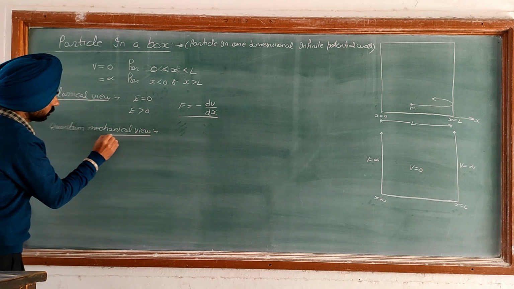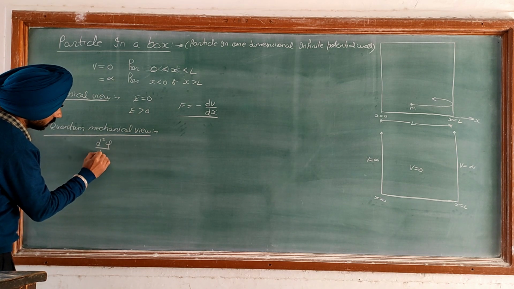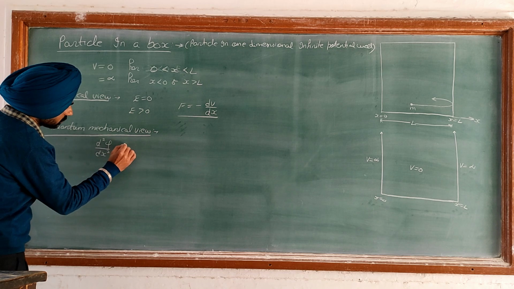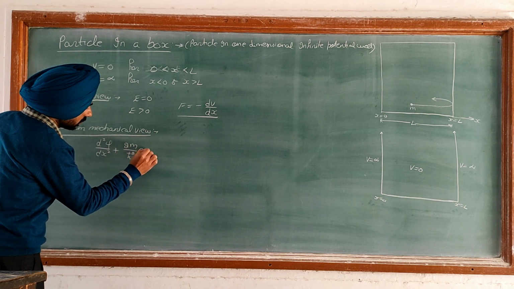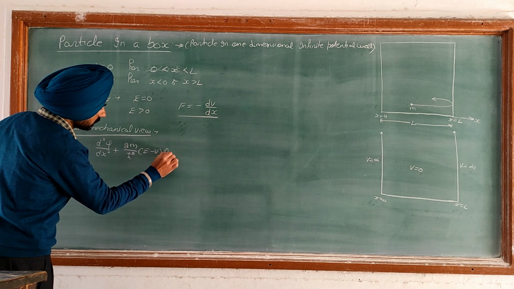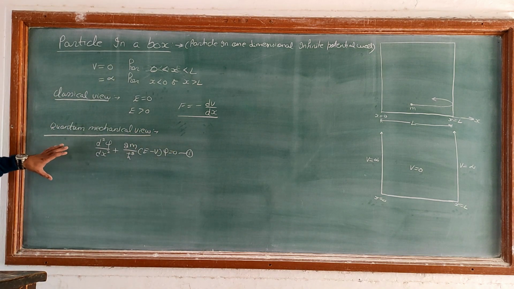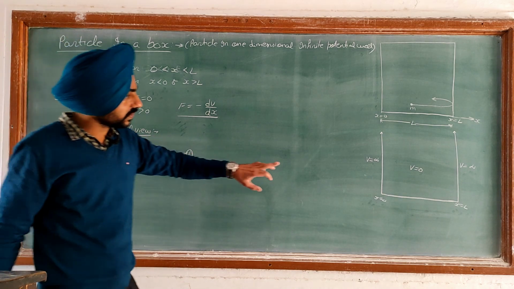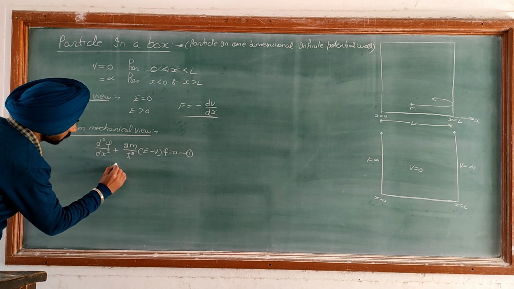Quantum mechanically, we know the Schrodinger wave equation: d²ψ/dx² + (2m/ħ²)(E − V)ψ = 0. Let it be equation number 1. So this is the Schrodinger wave equation for one-dimensional motion. For a free particle inside the well, we know V is equal to 0, so we will substitute V equal to 0.